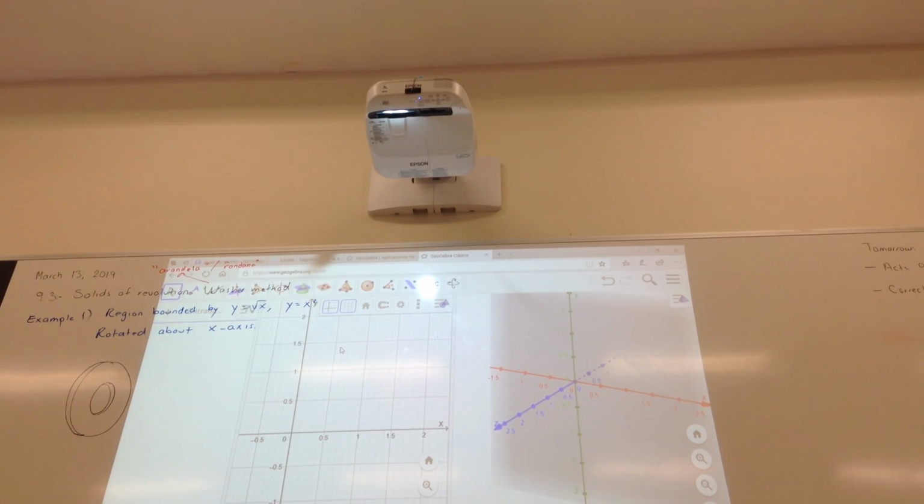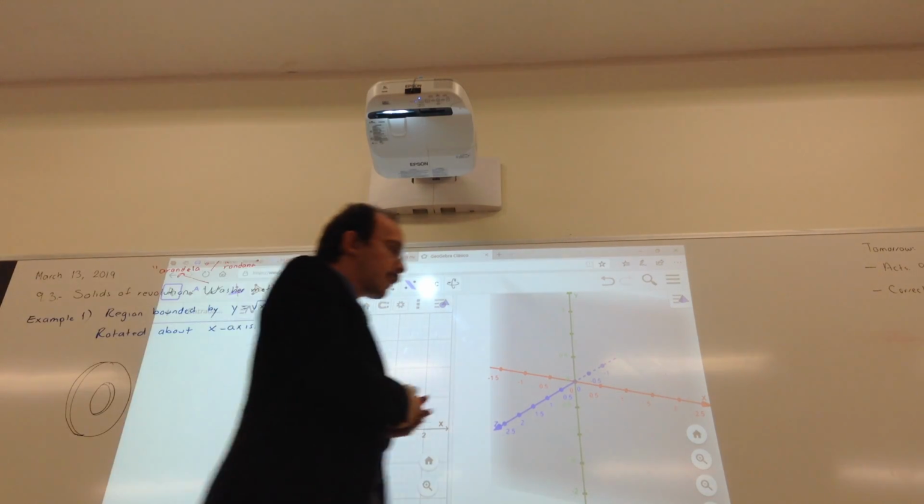When do you have a washer? Usually when you have a certain pair of functions, where between that function and the axis there's a hole where there's no function. Example, we're going to see this and you'll see the difference.